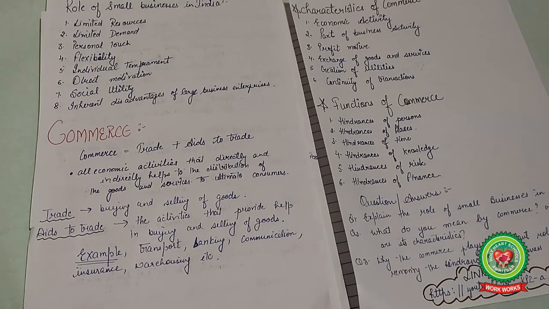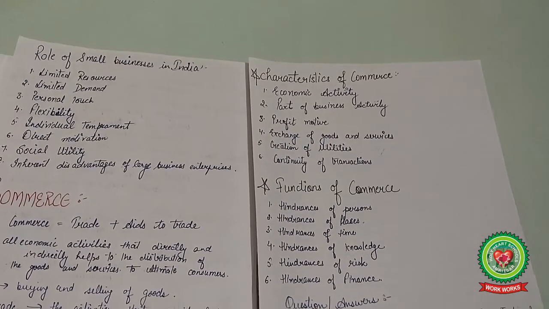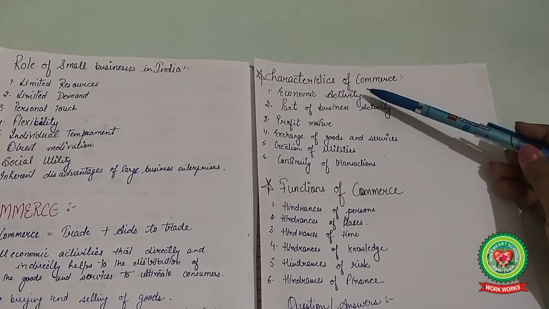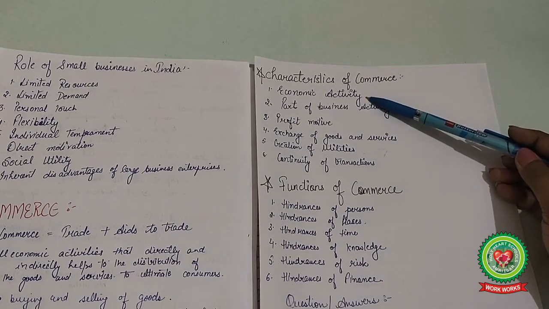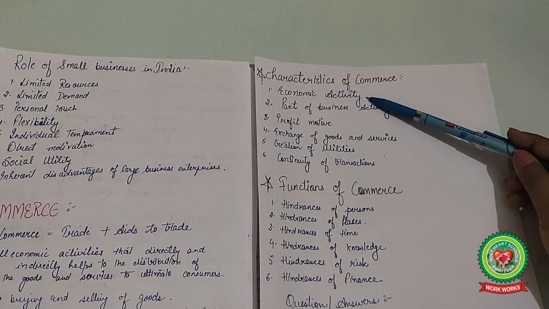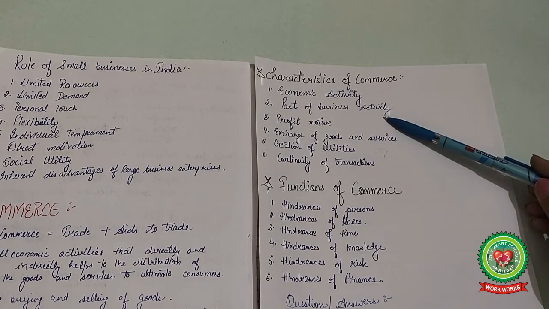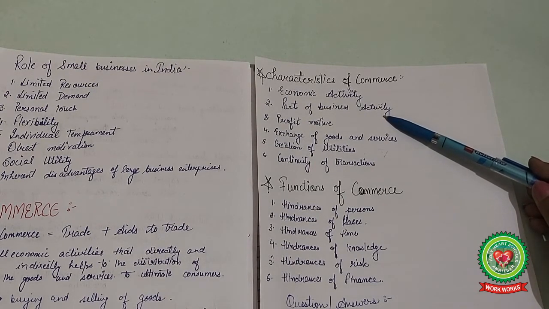So what are the characteristics of commerce? Means what are the features that commerce holds? It is an economic activity, meaning the activities that are undertaken for earning money are known as economic activity. Next one is that it is part of a business activity. Business activities are those activities that are done for the production and distribution of goods and services. So even commerce includes the production and distribution of goods and services, so it is part of the business activity.